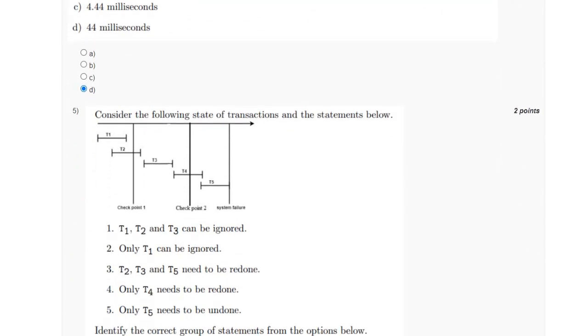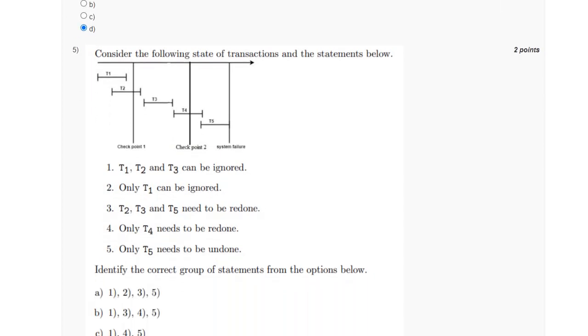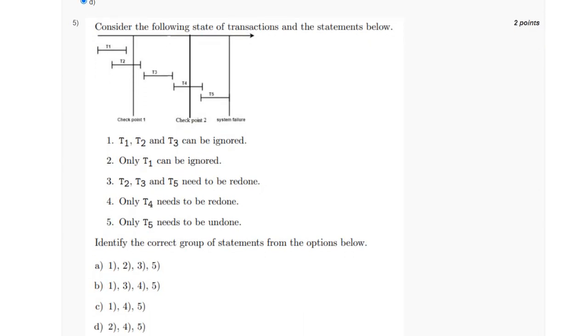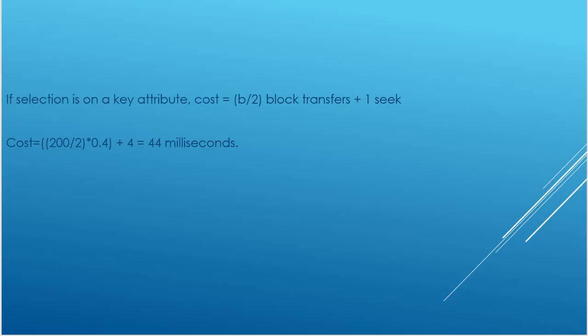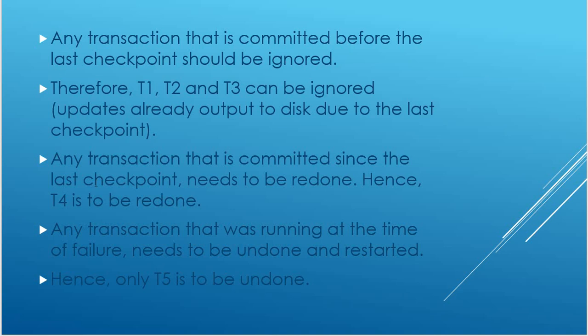For the fifth question, the following state of transactions is given and we have to identify the correct group of statements from the options below. So any transaction that is committed before the last checkpoint should be ignored. Therefore, T1, T2 and T3 can be ignored.